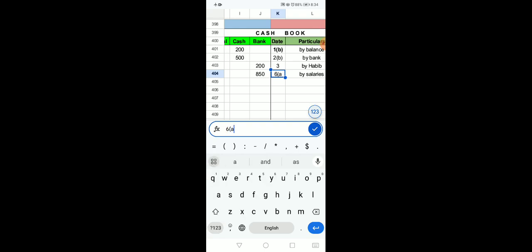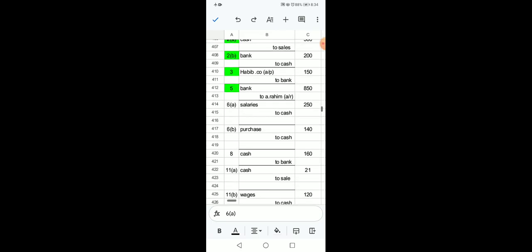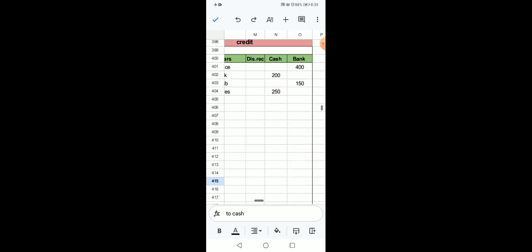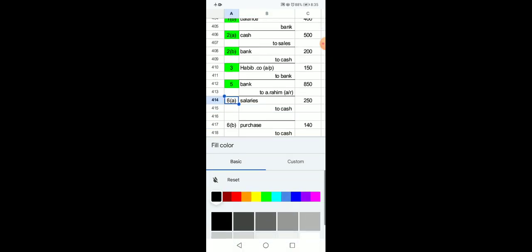6A, you are going to write in the date column. 6A was having only one entry, that was cash, and cash is credited over here by 250. Okay, and one element has been posted. 6A is completed, so mark it as it has been done.